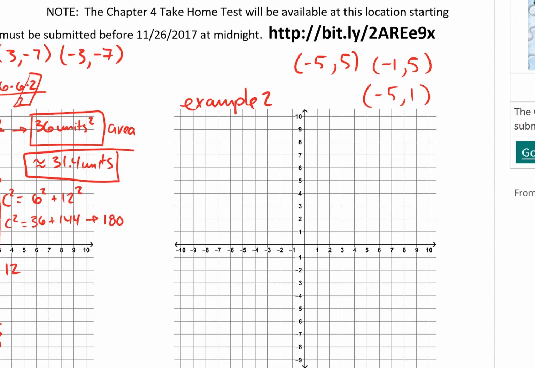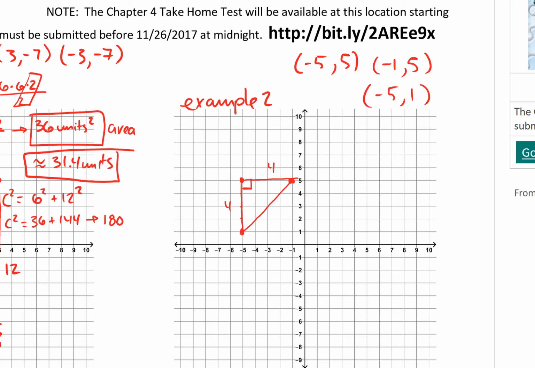So same thing, I'm just going to very carefully plot those. So I've got -5 and then up to 5. I've got -1 and up to 5. And then I've got the point where I'm going to go -5 and just up to 1. So this is my triangle. Two of these sides are the same length, right? I think two of these sides are 4 units long. 1, 2, 3, 4. So this is 4, and this is 4.